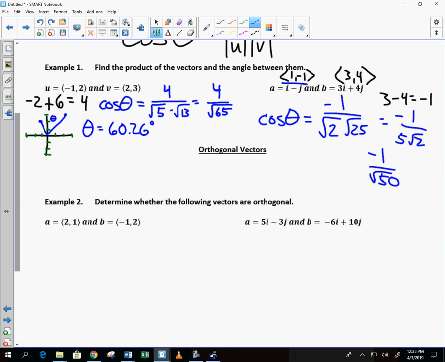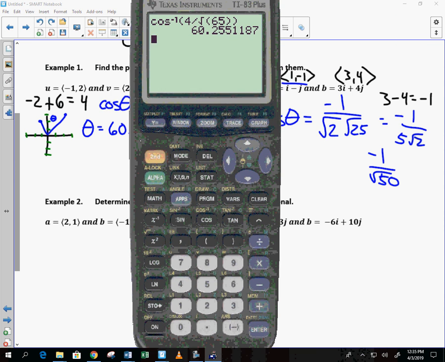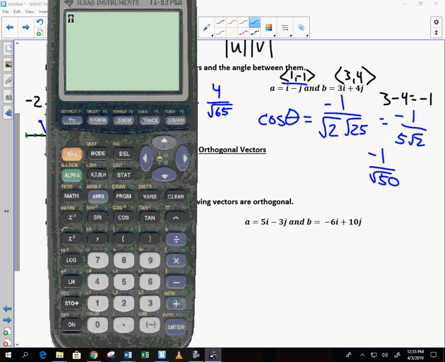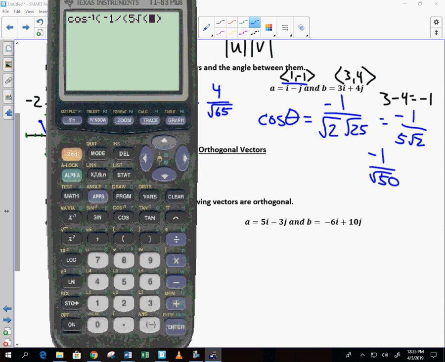I'll show you both, either one would give you the same result, but I'll show you how you type it in. So we go cosine inverse of negative 1 divided by, and you have to put parentheses around the 5 roots of 2. And so, need a 2 in there. And so when you do that, you get 98.13 degrees.